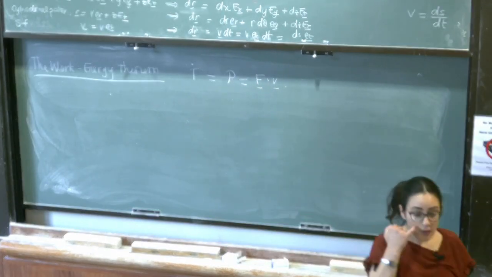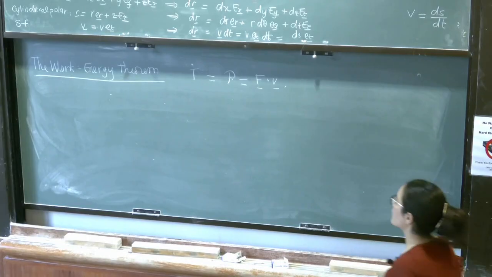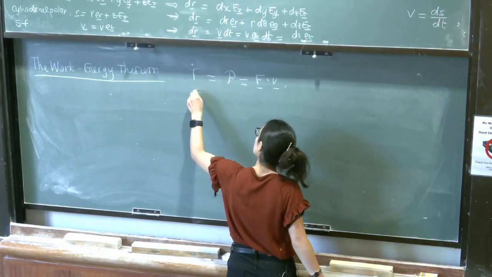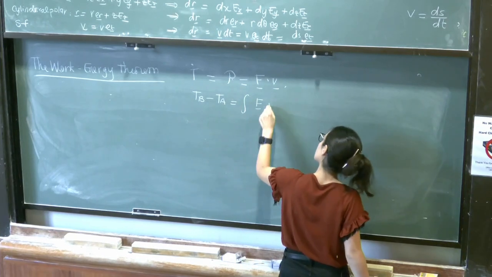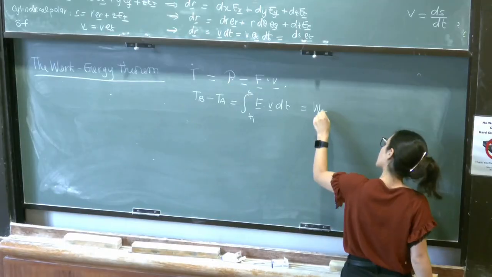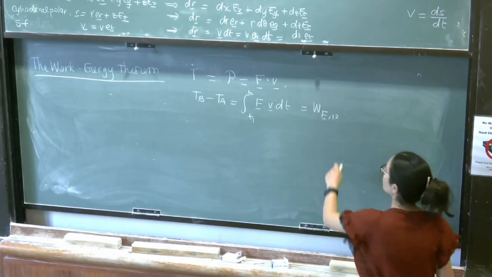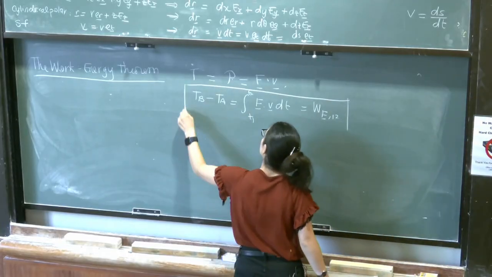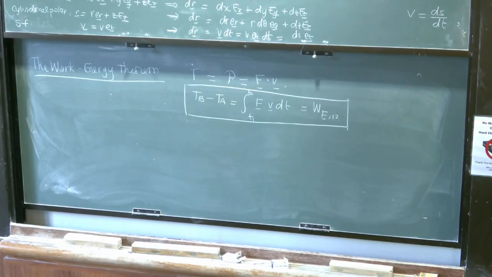Okay. So the work energy theorem, maybe you've seen it in a different form. Maybe you've seen the time integral of the work energy theorem, that the kinetic energy between 2 points, Tb minus Ta, is the integral of F dot v dt from t1 to t2, which is the work of the forces from 1 to 2, right? So maybe you've seen it in this form. The change in kinetic energy of a particle is equal to the work of the forces acting on it.